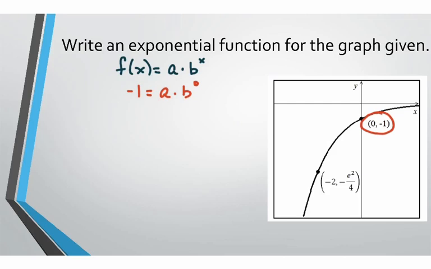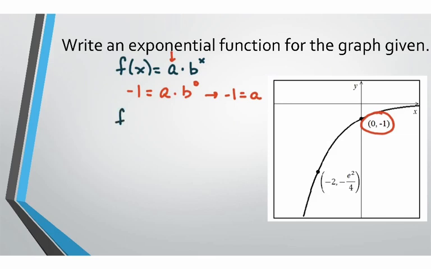I see what's happening here. B to the 0, that's just 1. So basically what I just found out is that the A value for this function is -1. And remember we talked about that A is actually your original amount at time 0. So looking at this function, I would have known immediately A is -1, but I just showed you why it's -1. So that's kind of cool.